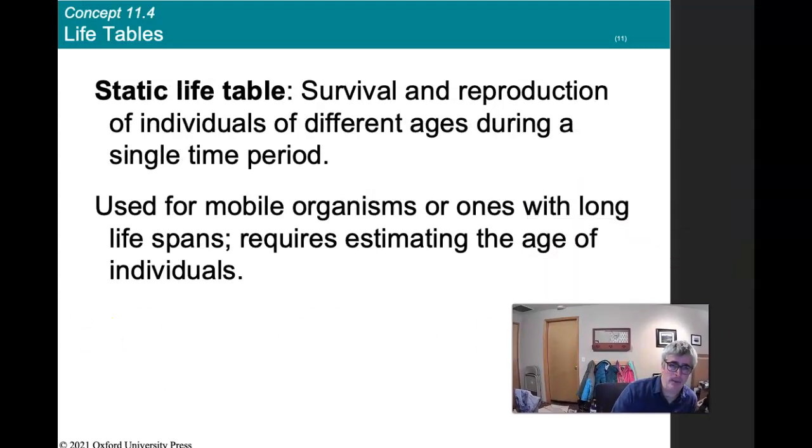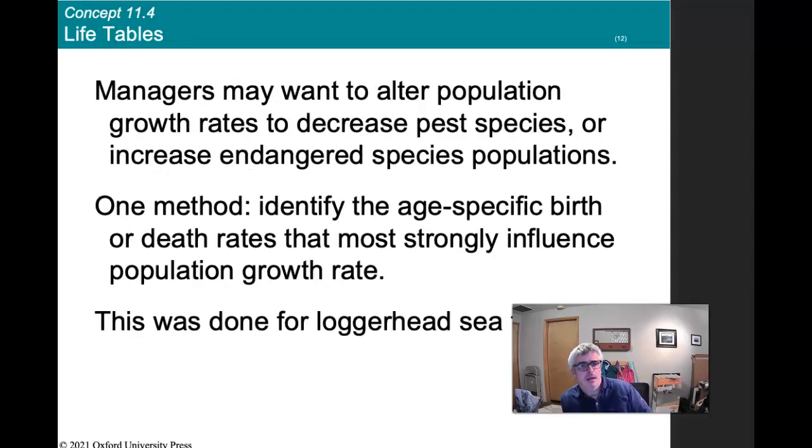And so static life tables show survival and reproduction of individuals at different ages during a single time period. This is used for mobile organisms or ones with long lifespans, requiring an estimate of age of individuals. And so instead of following one cohort through 10 years, you sort of see what each age class is doing for a given year, and they kind of build a life table that way. And so managers may want to alter population growth rates to decrease pest species or increase endangered species. One method is to identify age-specific birth or death rates that most strongly influence population growth rates.